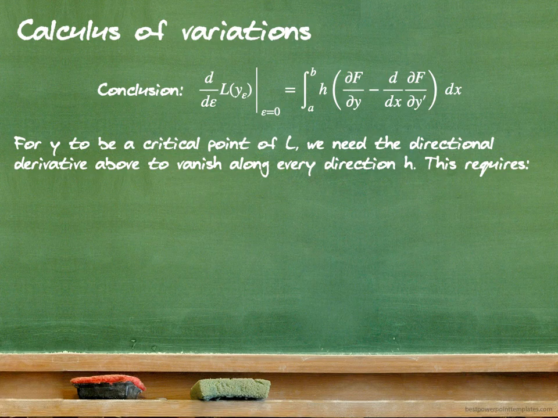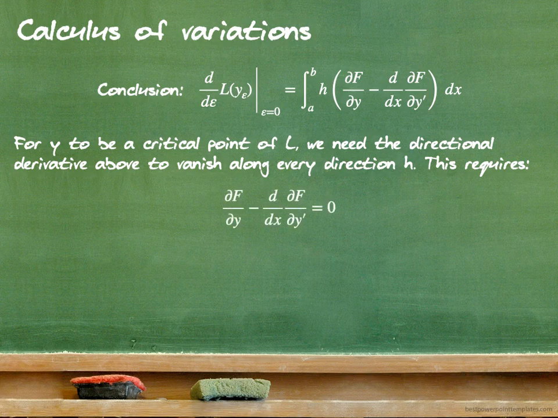Now recall that the concept of a critical point is characterized by the property that the directional derivative is zero along every direction starting at that point. In this context, the role of a direction is being played by the function h, and so what we conclude is that the integral from a to b of h times that expression involving the partial derivatives of f has to be zero for every possible function h. The only way that can happen is if the expression inside the parentheses is itself zero. That's a fact from real analysis.